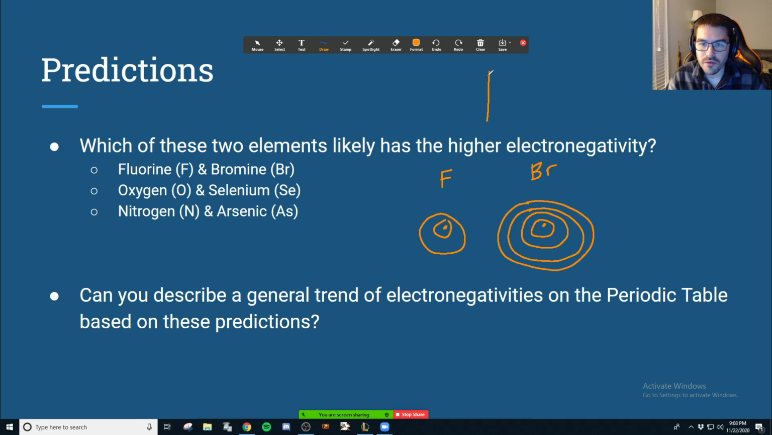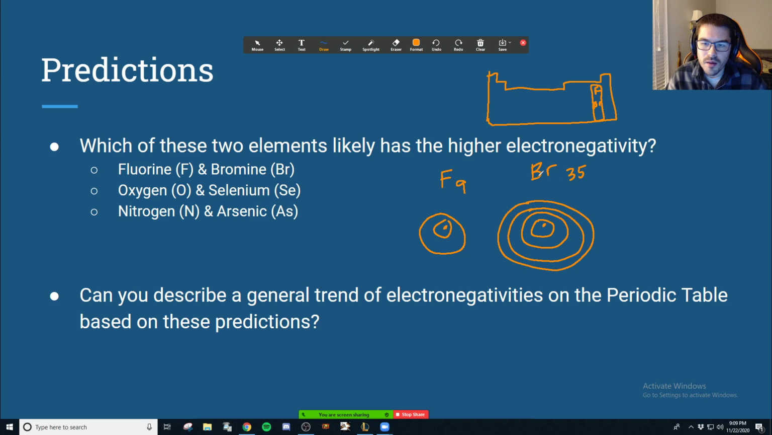If I look at my little sketch of the periodic table, which I seem to get worse at drawing each time I do it, there we go. Fluorine and bromine are in this halogen column. F is up here and bromine is down here. We could think that bromine clearly has more protons, because bromine is number 35, fluorine is only number 9.